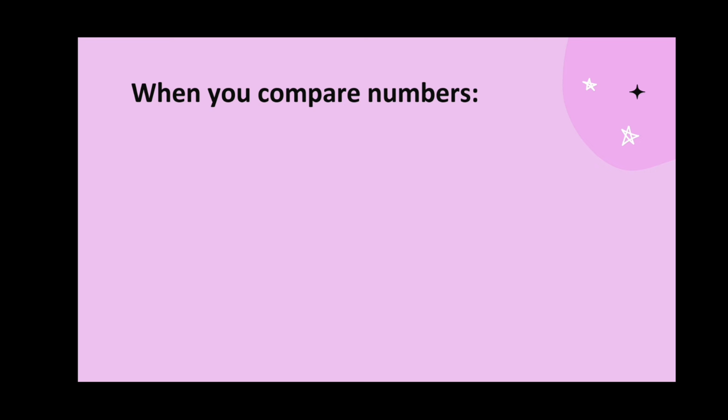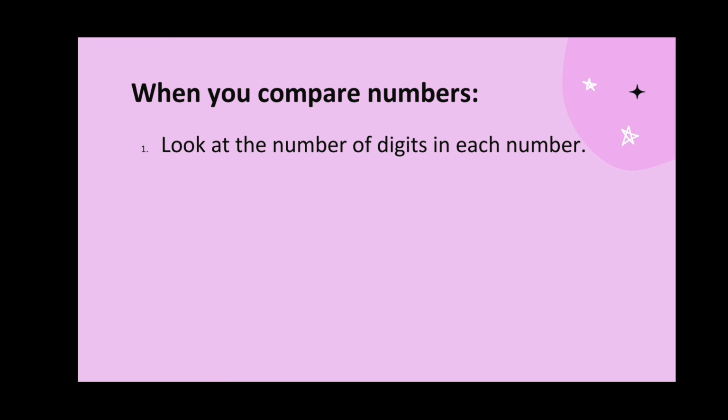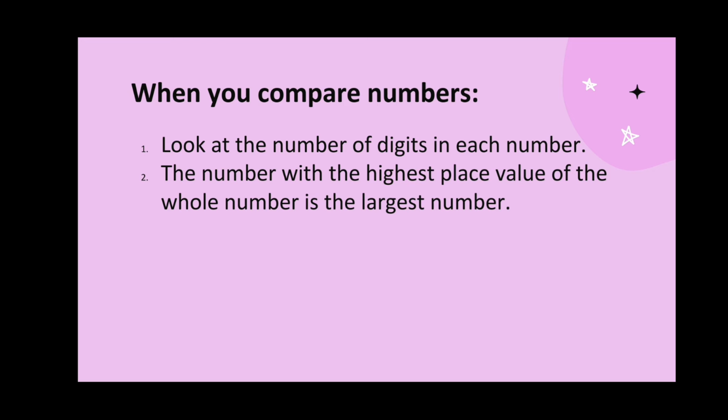When you compare numbers, look at the number of digits in each number. The number with the highest place value of the whole number is the largest number. Katulad ng example natin kanina, yung 375 and 6/10 ang largest decimal dahil siya ang may pinakamataas na place value sa whole number, which is hundreds.